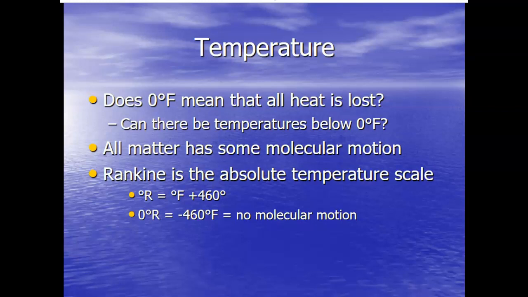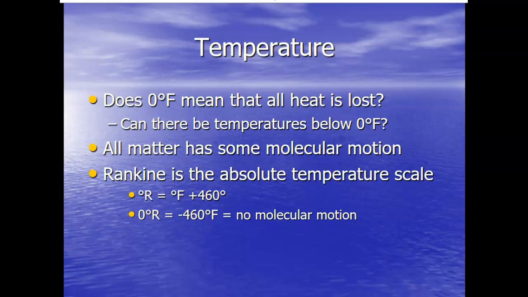So remember that temperature is the energy of movement, kinetic energy. So when we're at 0 degrees Fahrenheit, which is below freezing, does that mean all heat is lost? Does that mean that all kinetic energy stops? No, the answer is no. There is still some molecular motion at 0 degrees Fahrenheit.